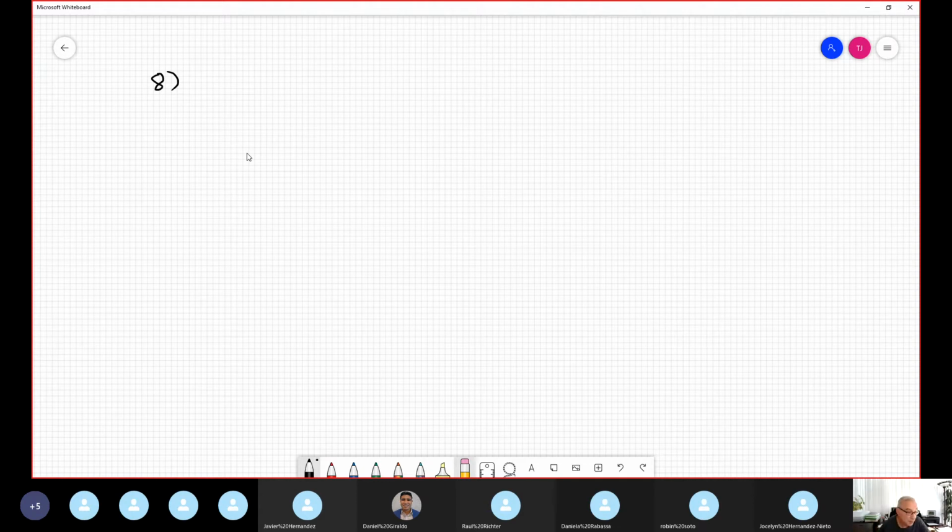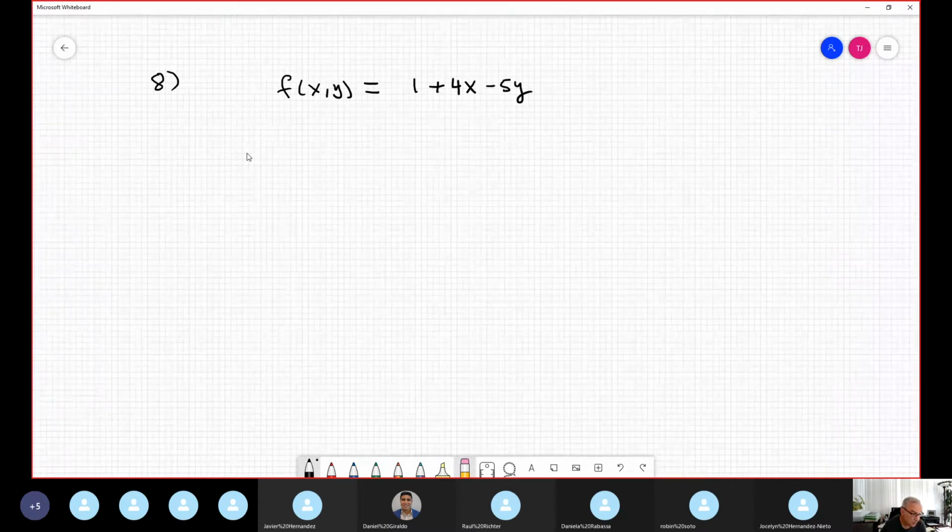So in question 8, the function is 1 plus 4x minus 5y. Entonces I want to investigate the behavior of this function in the region whose vertices are (0,0), (2,0), and (0,3). Wow. By the way, guys, what surface is it? What surface is it?